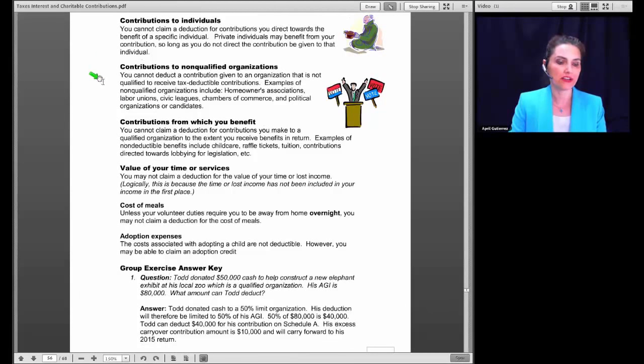You cannot deduct a contribution given to an organization that is not qualified to receive tax-deductible contributions. Examples of non-qualified organizations include homeowners associations, labor unions, civic leagues, chambers of commerce, and political organizations or candidates.